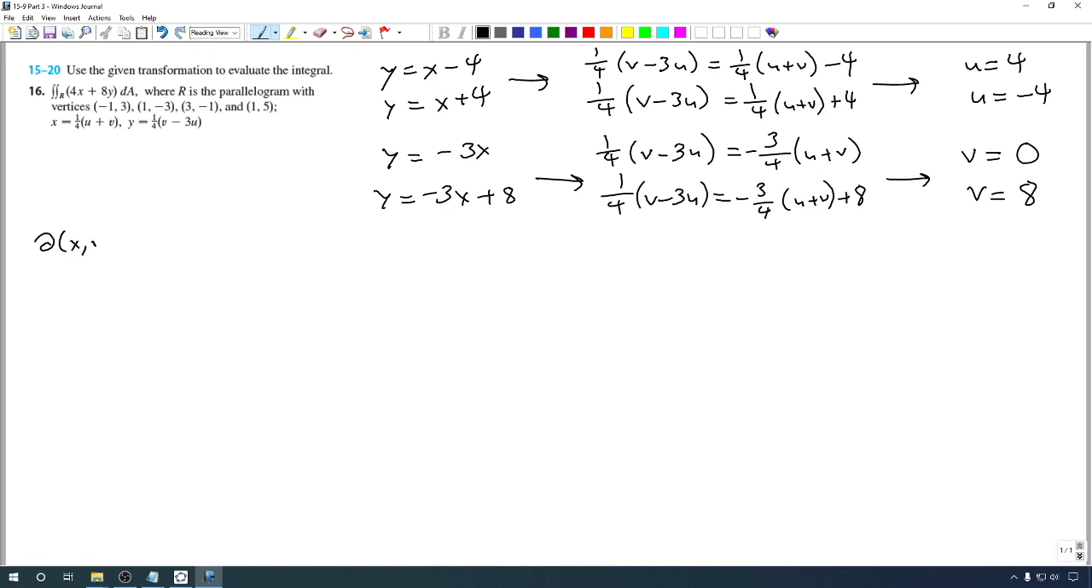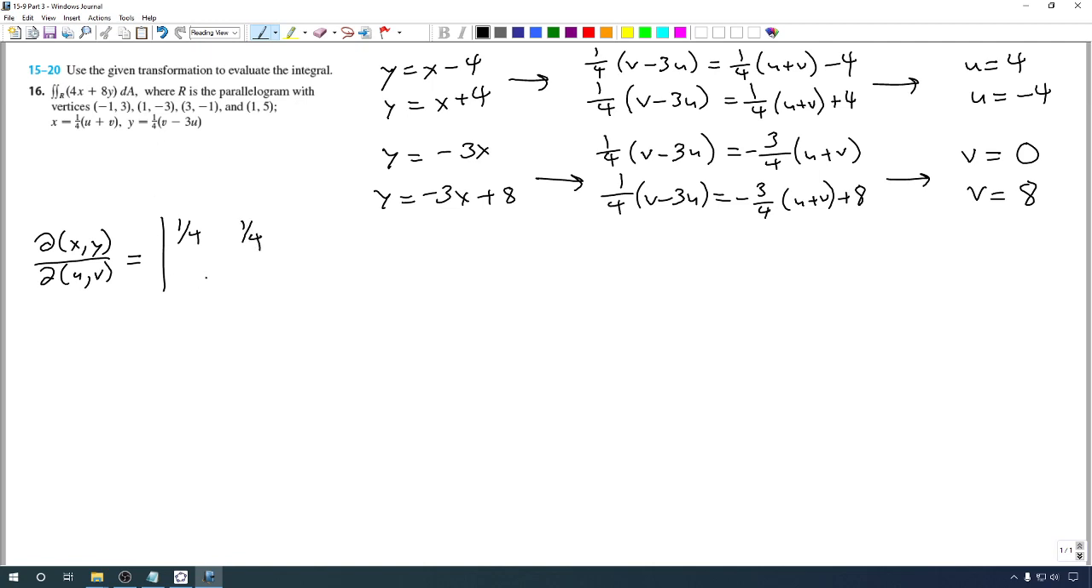What is dxy over duv? Of course, we have to take the determinant of the partial derivatives. Remember, the first thing in here is going to be the partial derivative of x with respect to u. Since this is a linear equation, it's pretty easy to see that the derivative is going to be 1/4. Then we have the partial derivative of x with respect to v. What's the derivative of x with respect to v? It's also going to be 1/4 for the same reason.